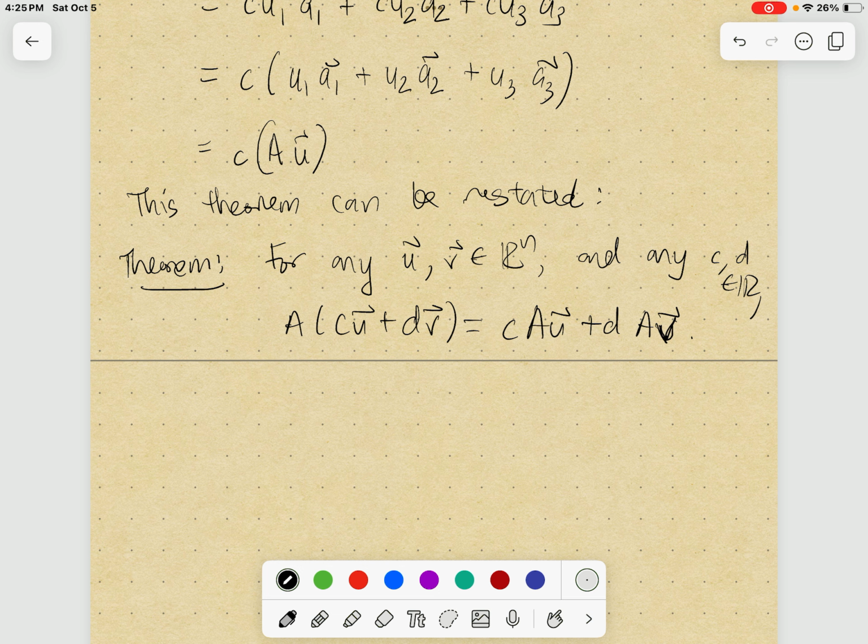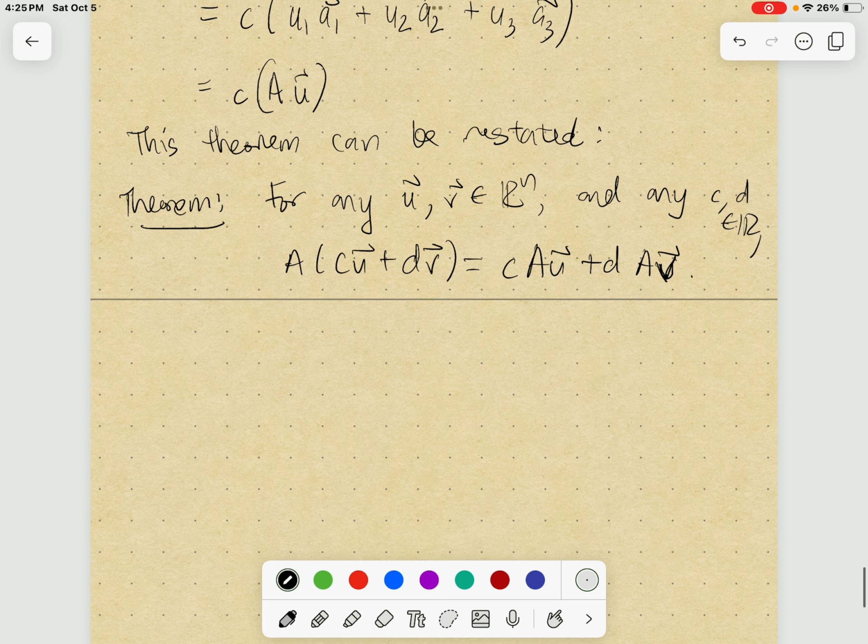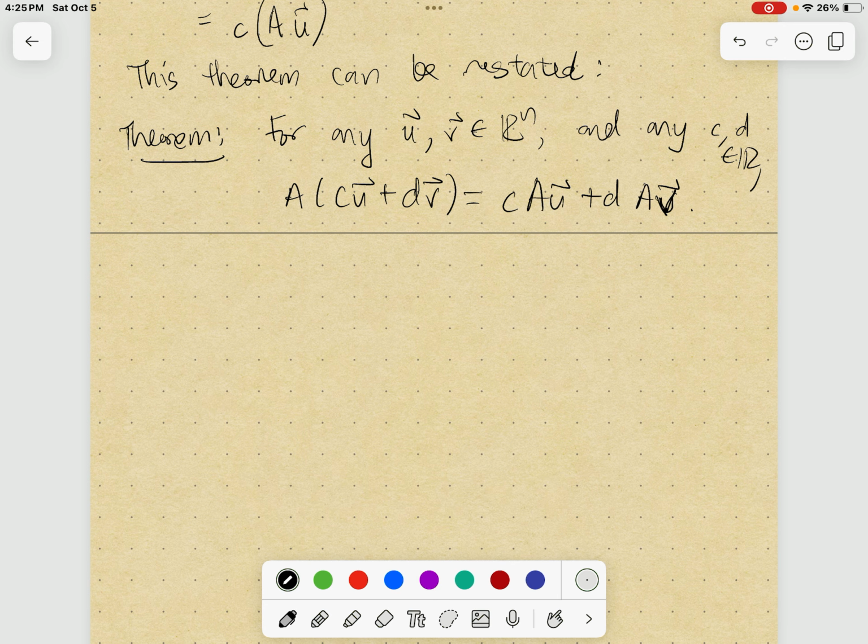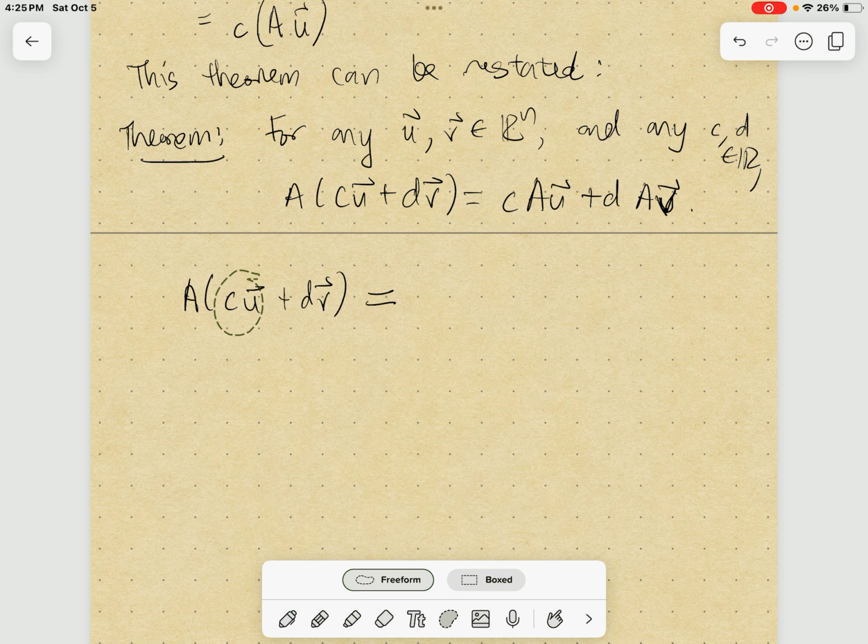Okay, let's see why this statement follows from the previous statement that we proved before. The reason is because if I have A times (Cu plus dV), by the previous result, what can I say about this? Well, the thing inside the parentheses is Cu plus dV. That's a vector plus a vector. Cu is a vector, dV is a vector. They're both in Rn, right?